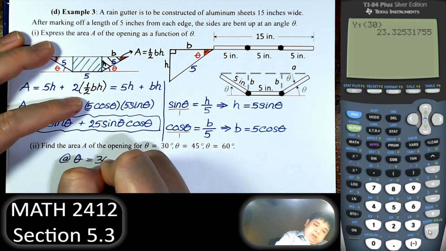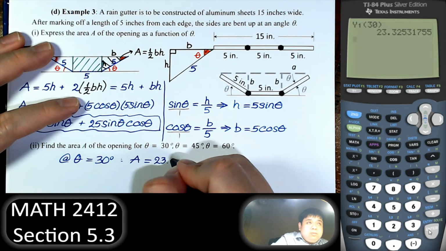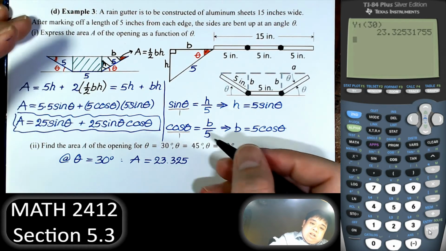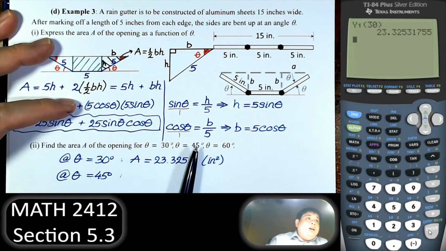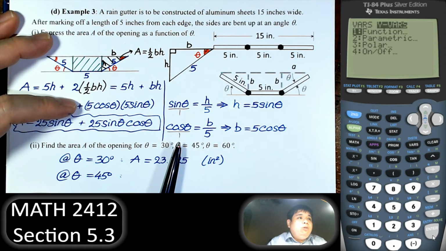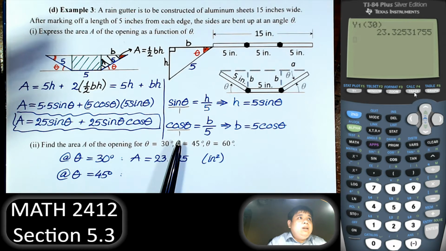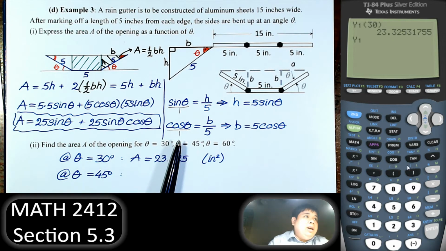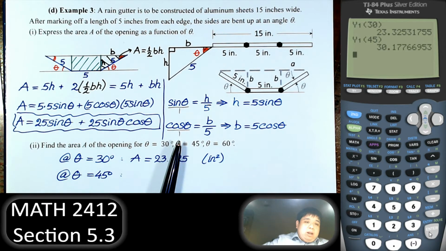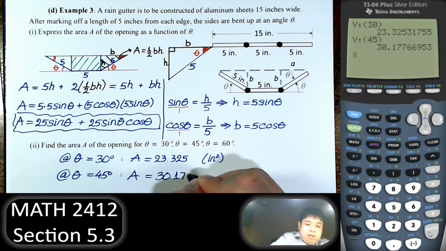So when theta equals 30 degrees, the area is equal to 23.325. Again, it is inches square. Theta equal to 45 degrees. Once again, variable, y variable, function, y1. Or we can just hit alpha, trace. Oh, that's y1. Yeah, alpha and trace. When you hit alpha and trace, that shows up y1, then we can just use that. Right. Now that's 45 degrees. And we have 30.178 inches square.